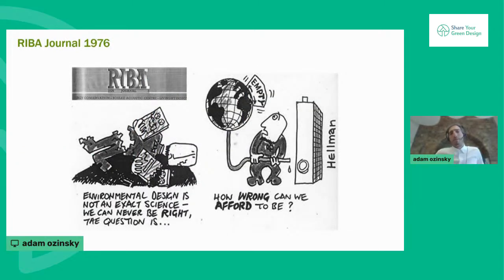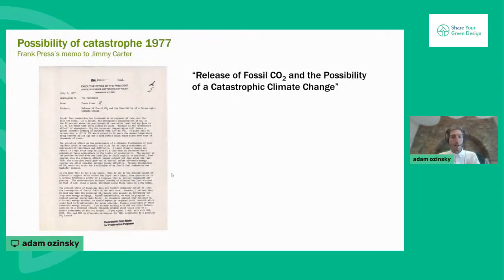This lovely cartoon from the RIBA journal, also in the mid-70s, which I love as a concept, is sketching out why environmental design is important against this idea of our never being able to be right. And I think this is such a fantastic lens, which is we don't need to be right. We've just got to understand how wrong we can afford to be. And I use that as a lens in a lot of the work we do, which is we don't have to be right. We just need to know how far wrong we can go.